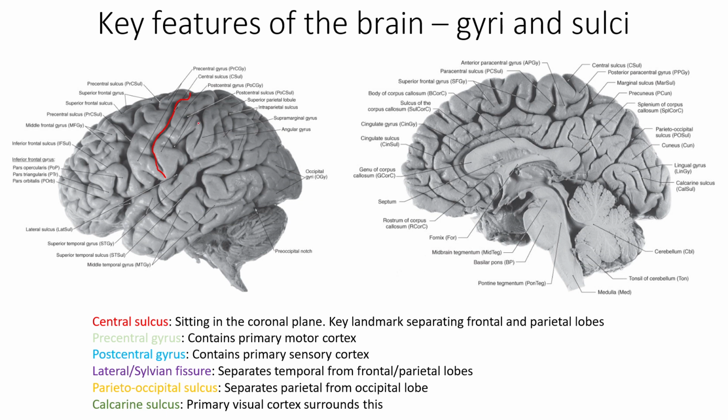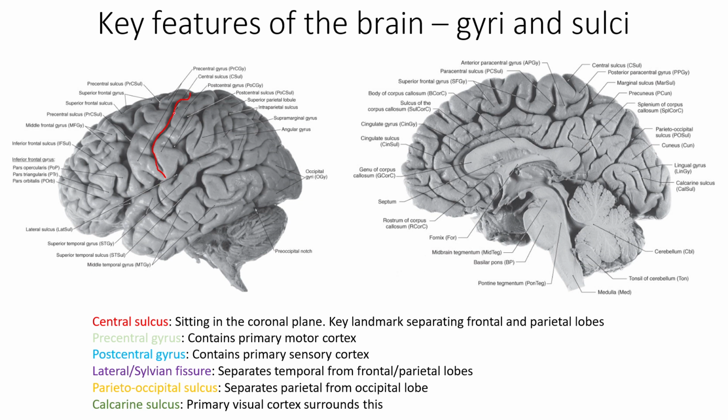Now this isn't a firm rule, there are exceptions to this, but it is a good rule of thumb that if a structure sits anterior to the central sulcus, it's motor, and if it's posterior to the central sulcus, it's sensory. And I remember this as motor forwards. Okay, motor structures are anterior.